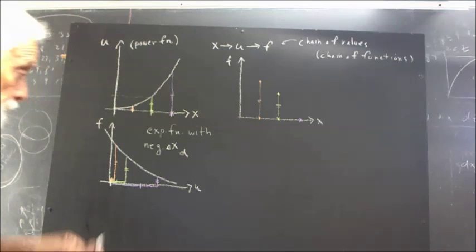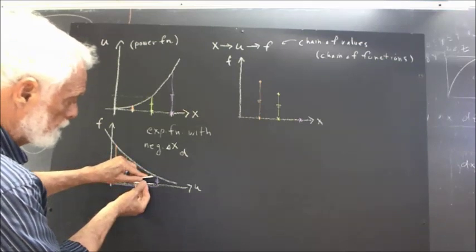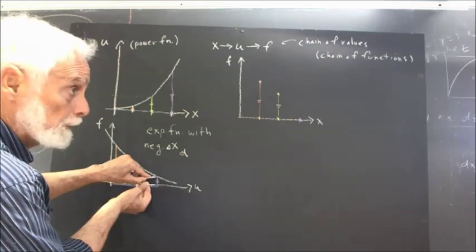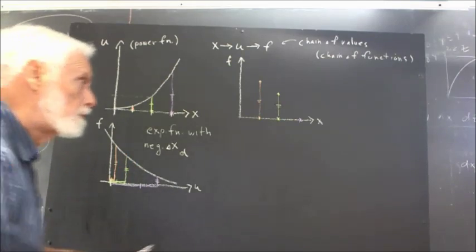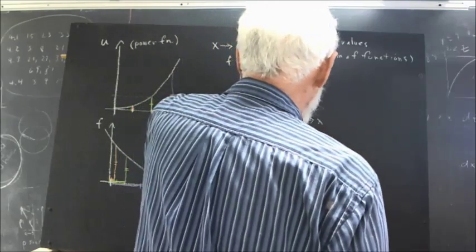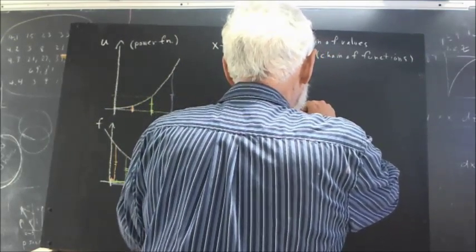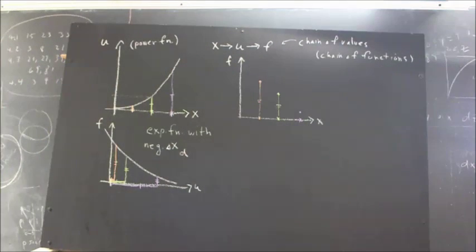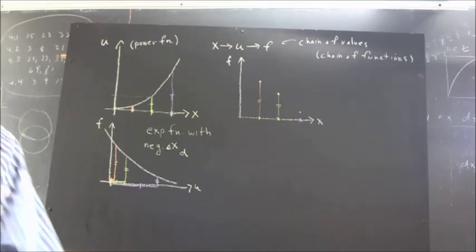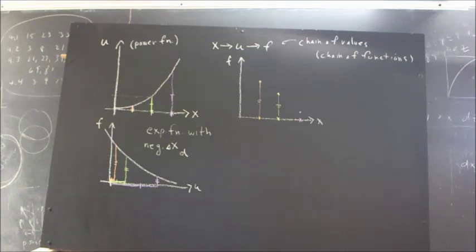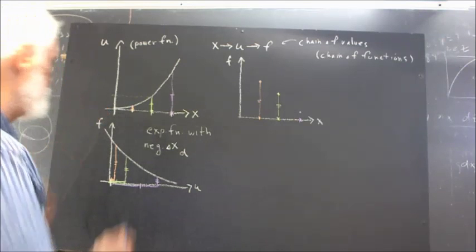And using my compass, here's my value of u, my value of f. Okay, so I put that mark here, and I get a point like right here. Okay, now there's another value of f that I can get, and that's the value that corresponds to x value 0.